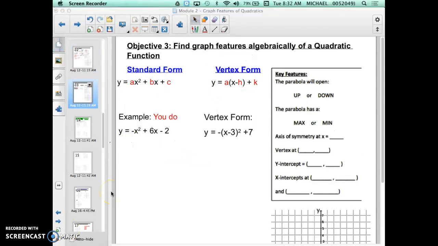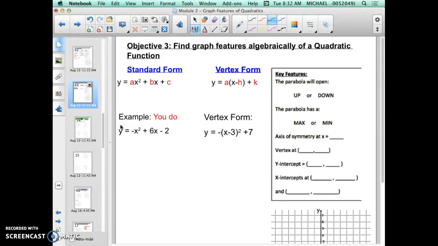I just edited this a little bit within the video. So you don't have this on your paper, the vertex form y equals negative x minus 3 squared plus 7. But I want to give that to you. This is the same thing. This standard form right here and vertex form right here. Same function, just written in different forms.